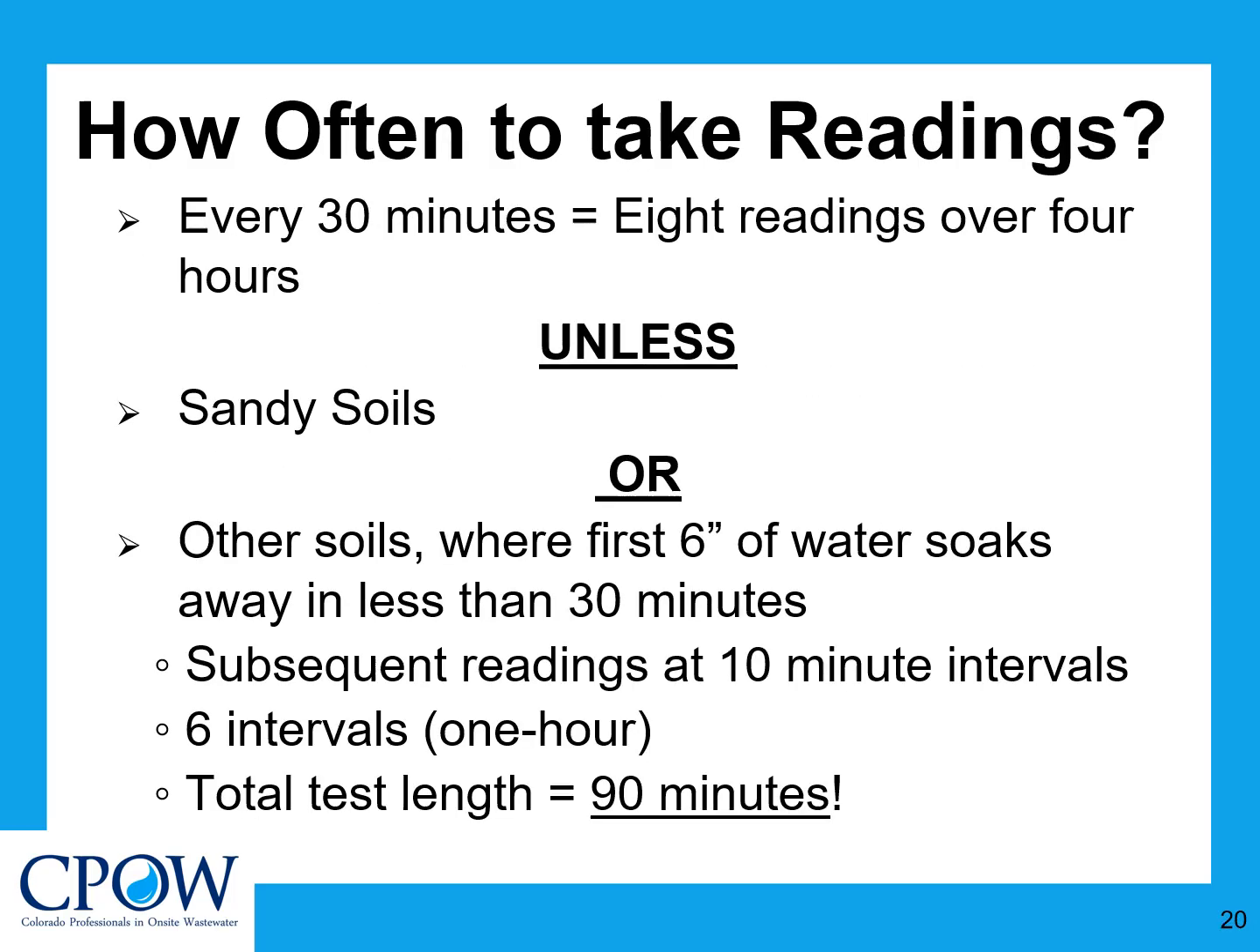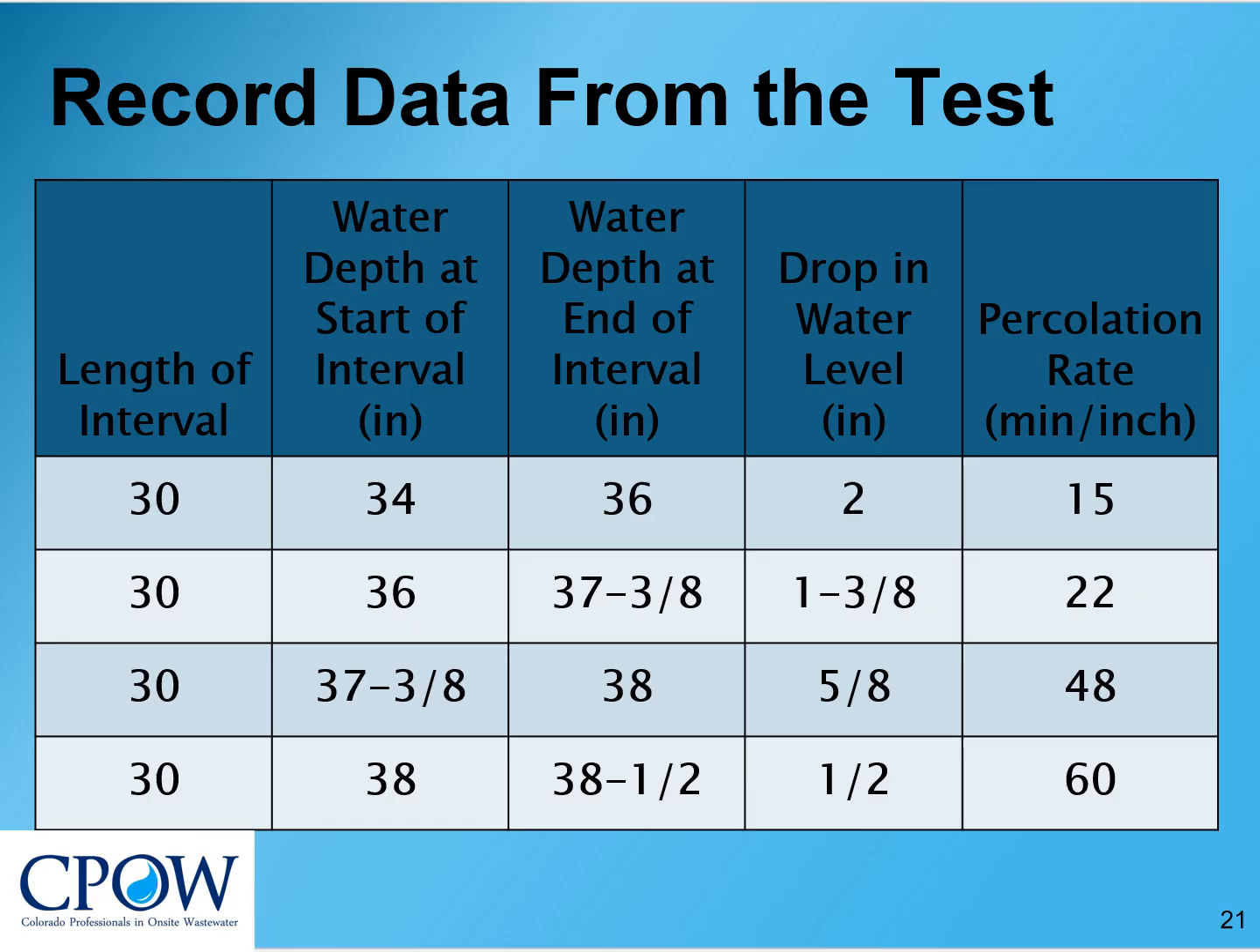As stated previously, a standard percolation test runs for 4 hours. Readings are taken every 30 minutes, so you end up with 8 readings over 4 hours. In sandy soils or other soils where the first 6 inches of water soaks away in less than 30 minutes, each subsequent reading is taken at 10-minute intervals over an hour. The total test length is 90 minutes.